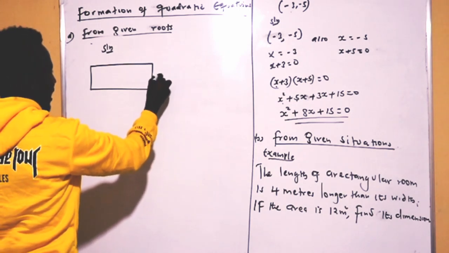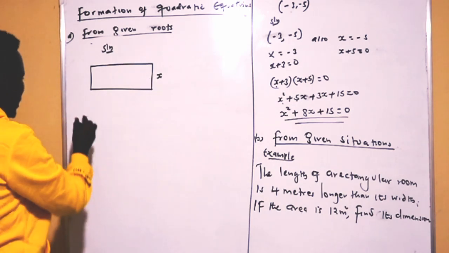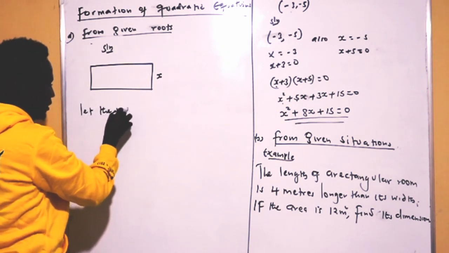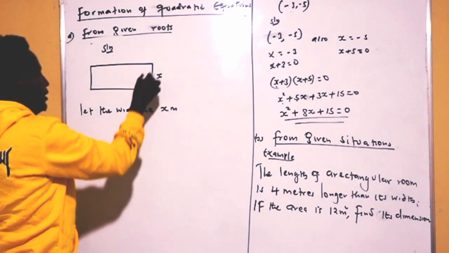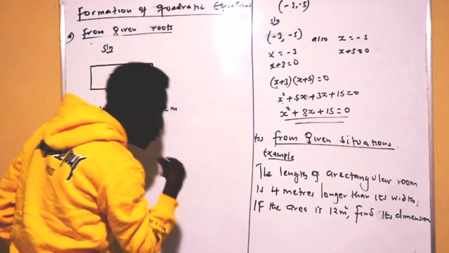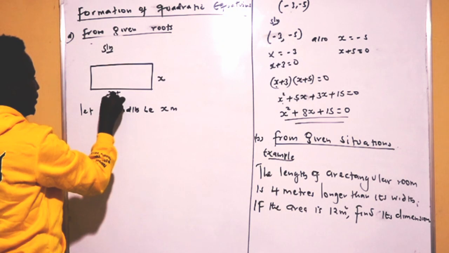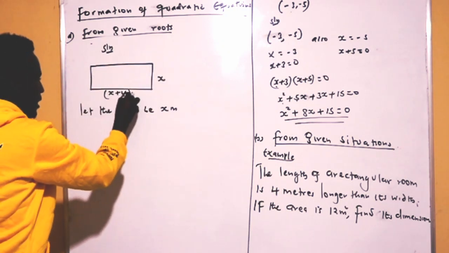Now, let the width be x meters. Write that information here. Then write x there. But you are told the length is 4 meters longer than the width. So the length will be x plus 4, the width plus 4 in brackets, then meters.